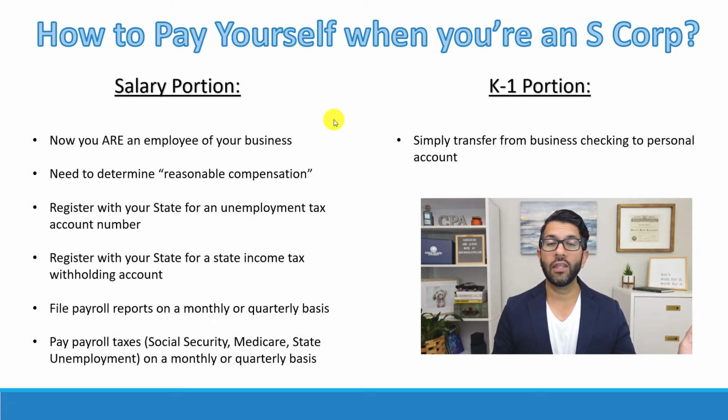Another responsibility that you'll have is to file payroll reports on either a monthly or quarterly basis, depending on how many employees you have in your business besides yourself. And you're going to have to pay payroll taxes on the amount that you pay yourself as a salary. So that's the Social Security and Medicare and state unemployment. I know that's a lot, guys. I know it's a lot to digest.